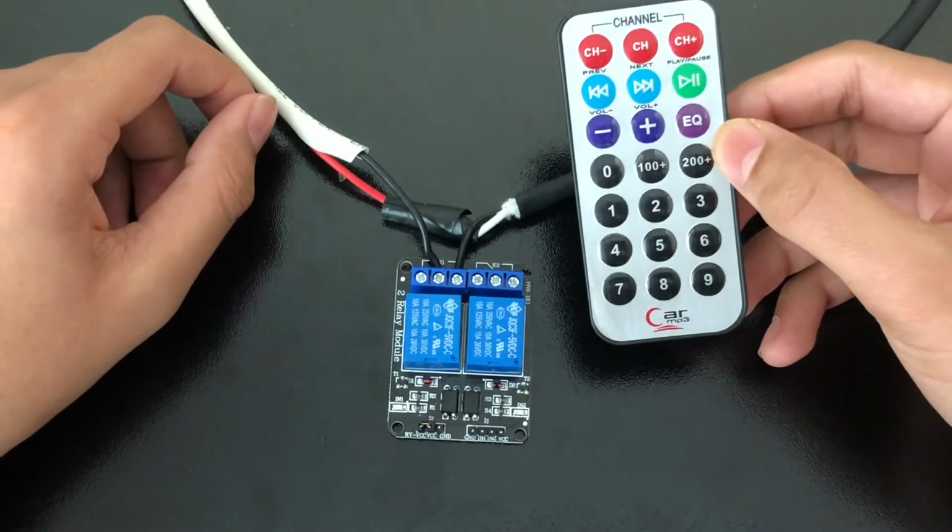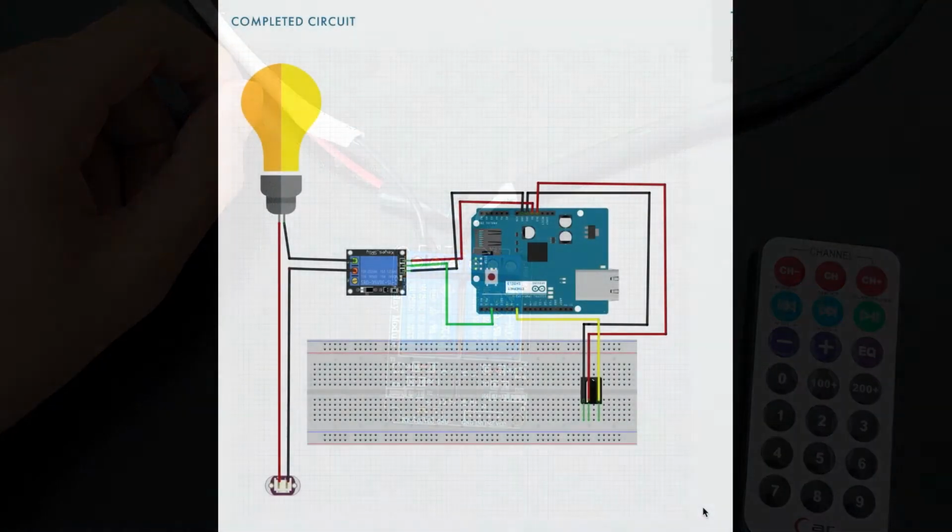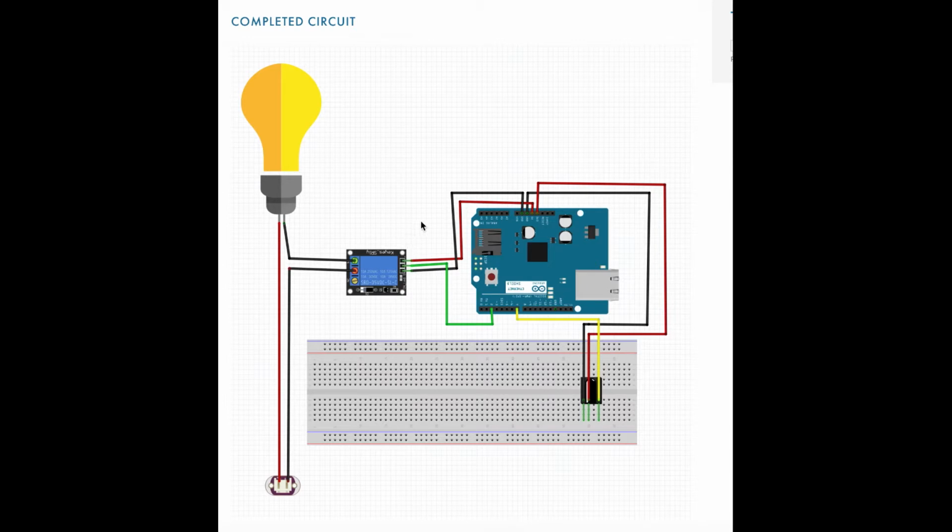Now let's take a look at the circuit. This is a full circuit for the remote control light. The light bulb is connected to the relay switch. The Arduino is connected to the other side of the relay, and the IR receiver is connected to the Arduino board. Now let's take a look at the program.